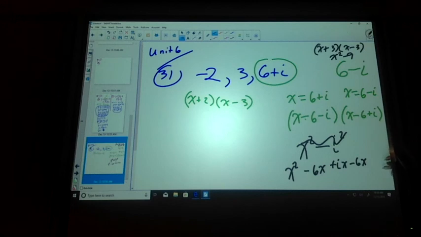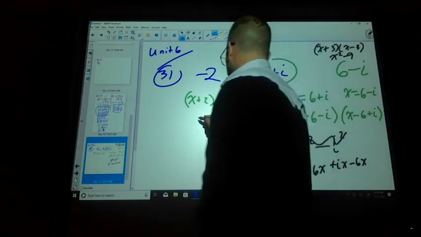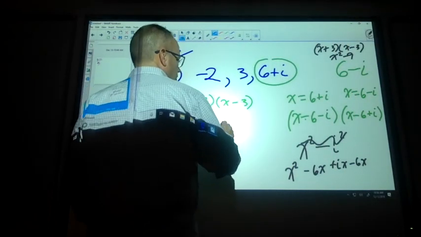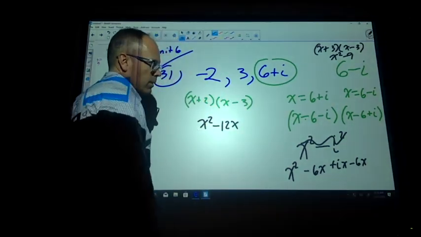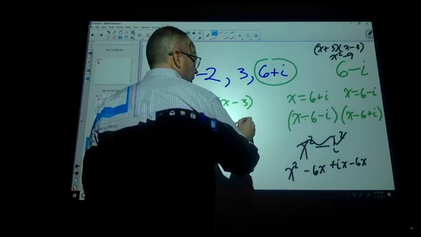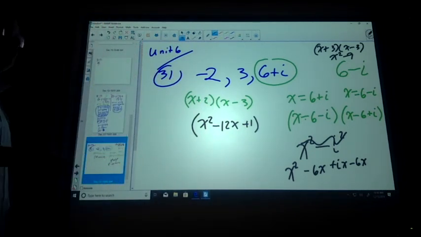That's where my arrow was right there. And then if I multiply out the rest, this is what this one will actually come out to. I'll also get x squared minus 12x plus 1. The reason why it's plus 1 is you wind up with the negative i squared at the end. The negative i squared is the same thing as positive 1.